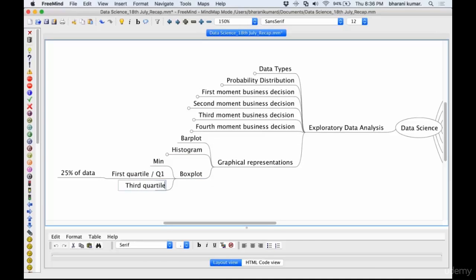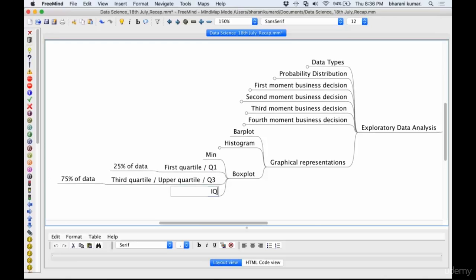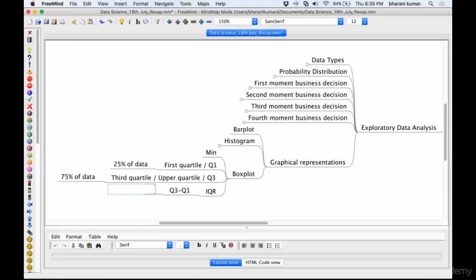And then you have the third quartile, which is also called the upper quartile or Q3. From minimum value until here, you'll have 75% of data. And then you have the interquartile range, which is given using Q3 minus Q1, and this would contain the middle 50% of data.